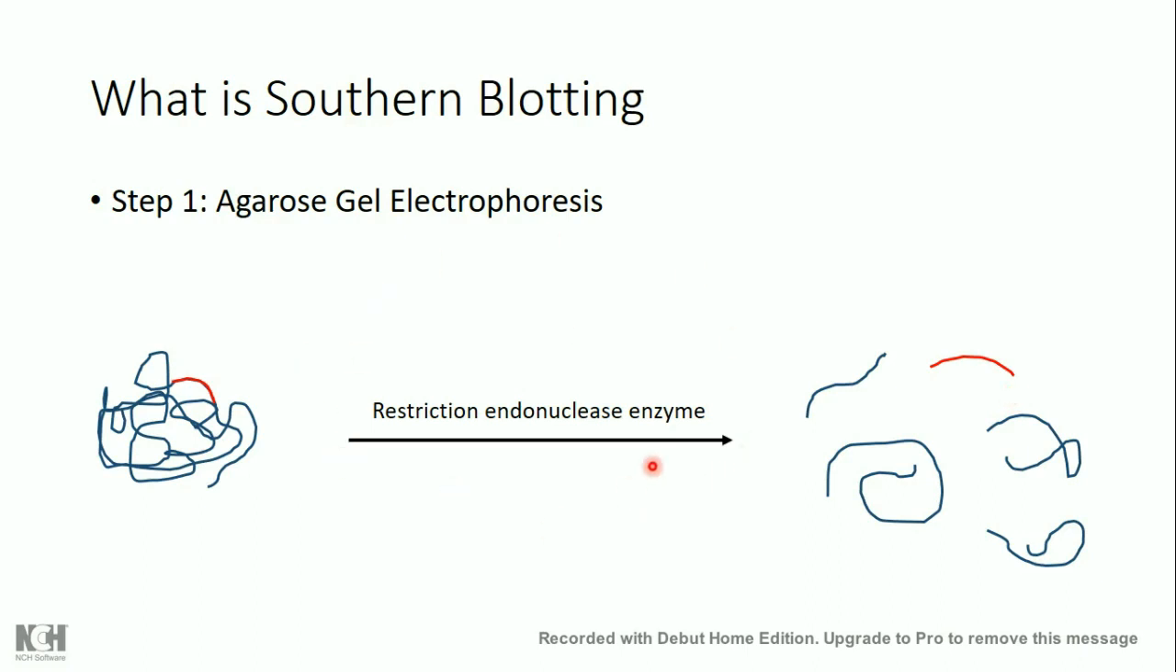The thing is that to decide which endonuclease enzyme to use, I should know the sequence I have. Why? Because as I told you in the agarose gel electrophoresis video, there are a lot of restriction endonuclease enzymes, and each one of them detects a specific sequence on the genome and cuts the DNA downstream of this sequence. So in order to choose the restriction enzyme I want to use, I should know the sequence of the gene of my interest.